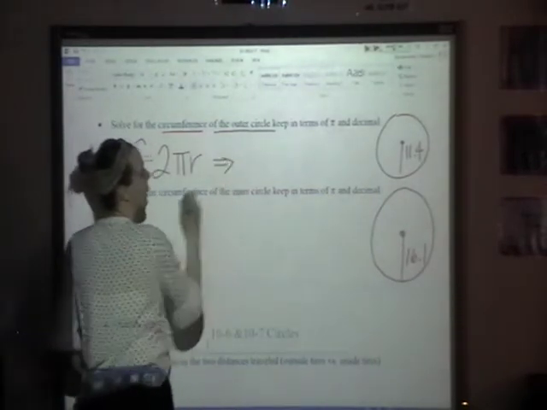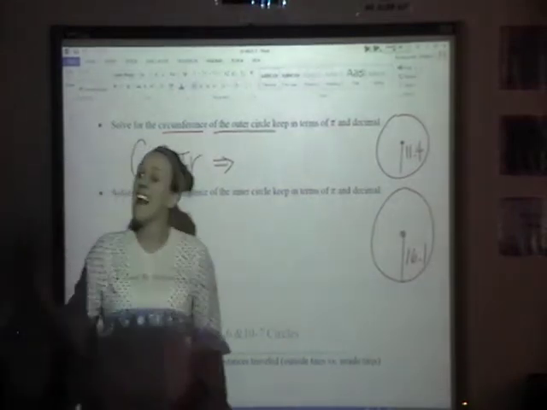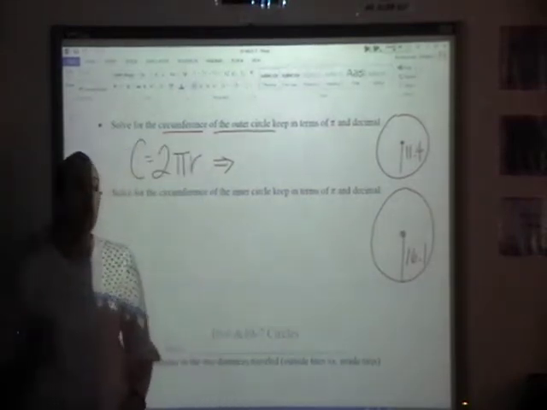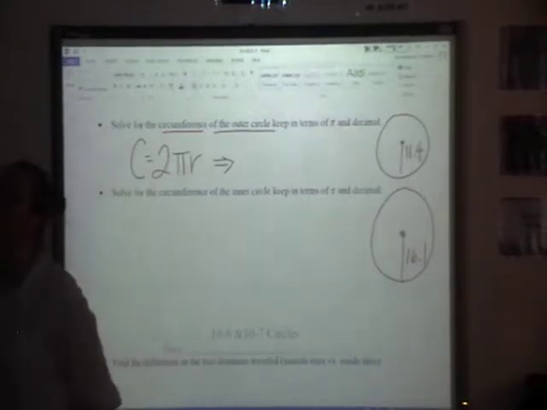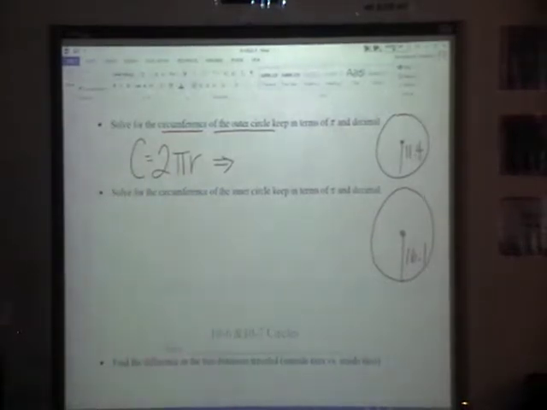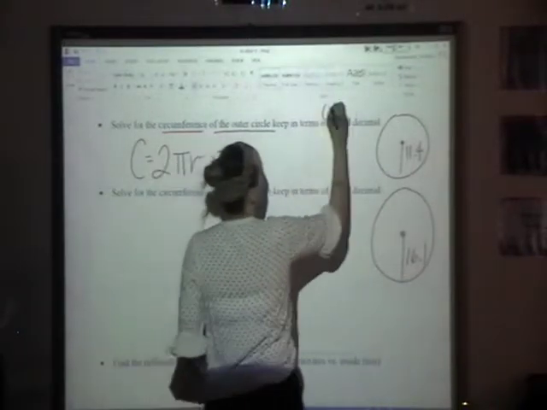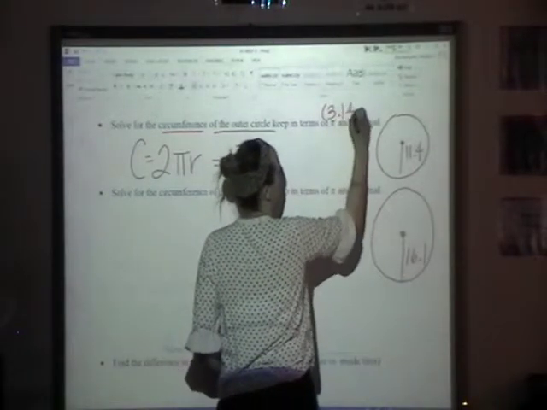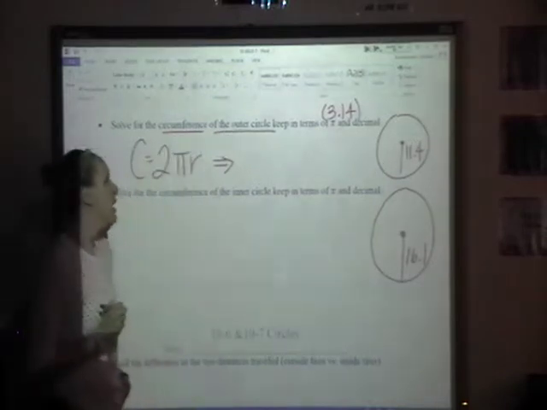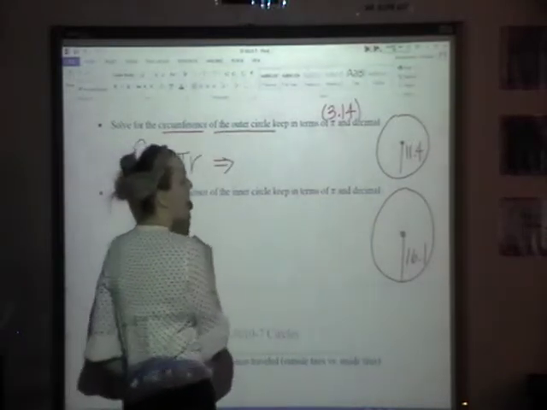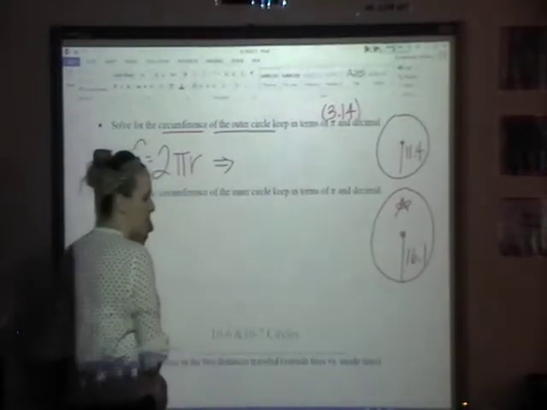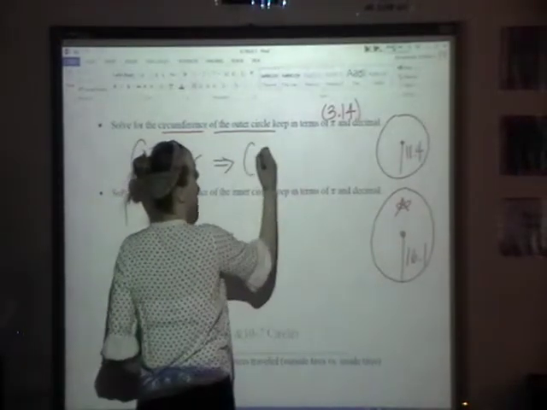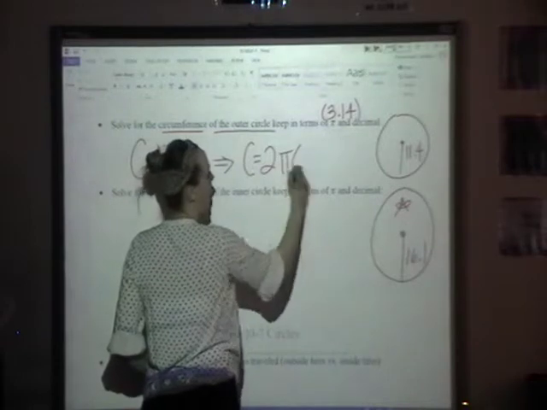So let's plug it in. It says keep in terms of pi and find a decimal. When we plug in for pi, I do not want you to be using the pi button on the calculator. I want you to plug in our ratio. Our ratio that we have is 3.14. So it wants us to find the circumference of the outer circle. Outer circle, big guy. Here's the one we're going to be using. So circumference is equal to 2 pi r.